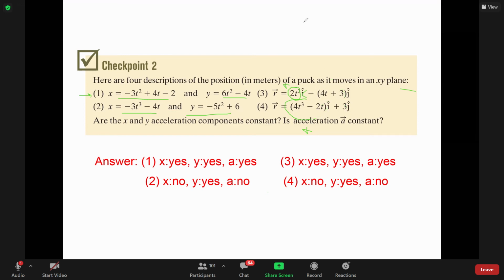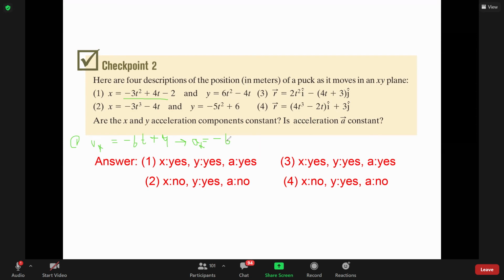Let's derive the first one. When you derive x, what do you get? Vx. For the first one, number 1, what do you get? Minus 3t squared, minus 60 plus 40. What's the derivative for t? It is 4. Now derive again for x. So you get Ax. When you derive it again, what do you get? Minus 6.